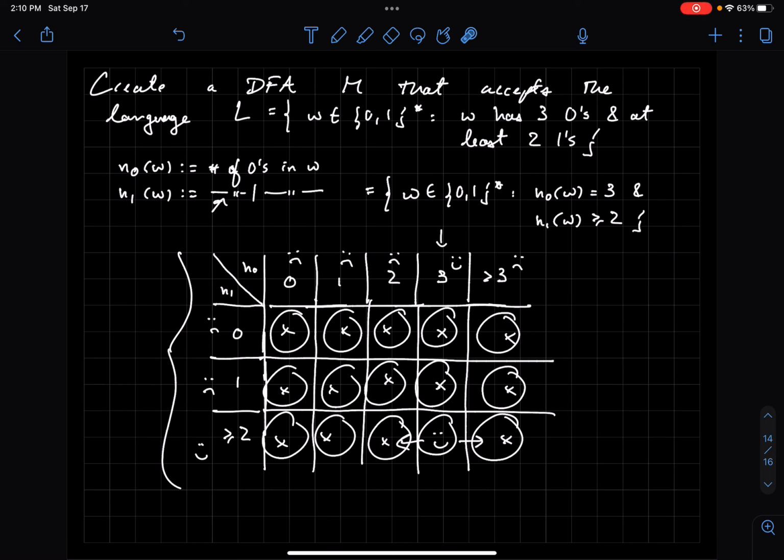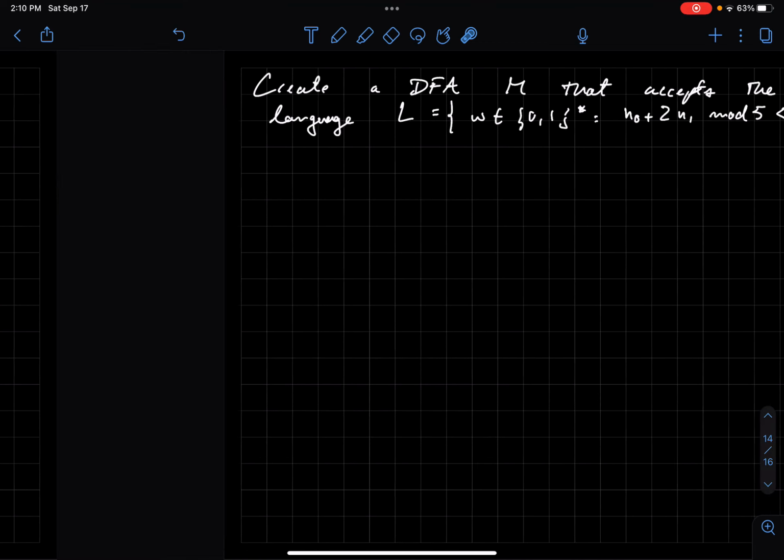Where do I accept? Well, the only place I'm going to accept is here. So what does this look like? What is this actually going to look like?